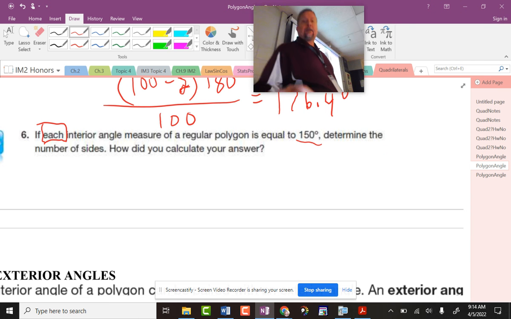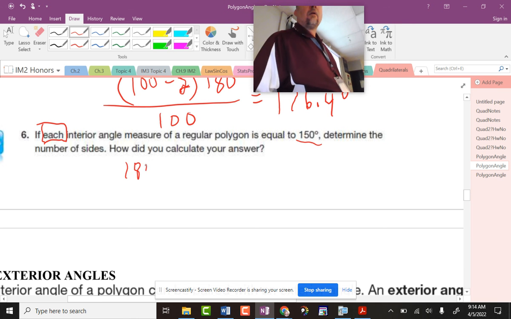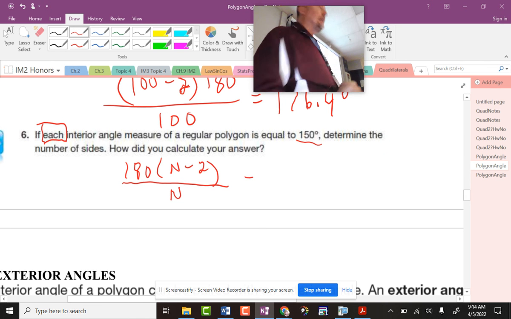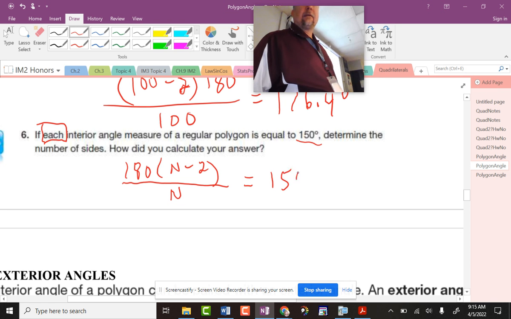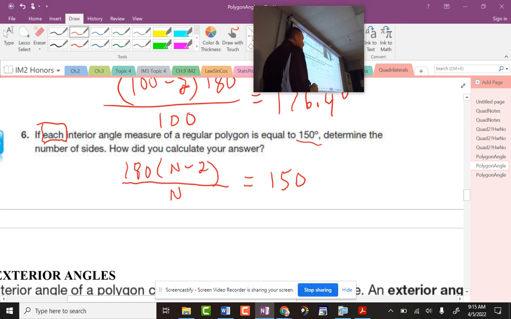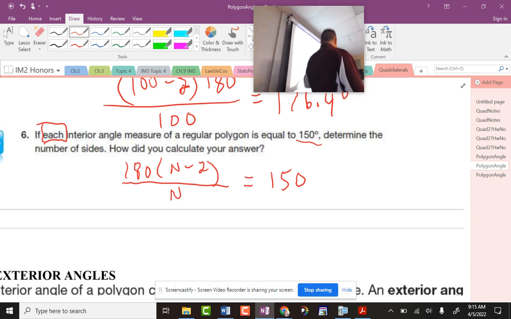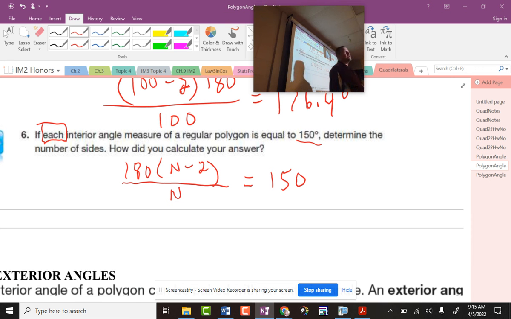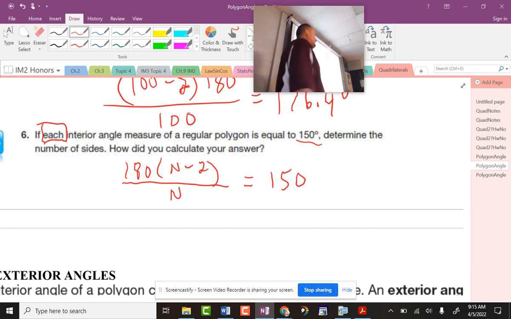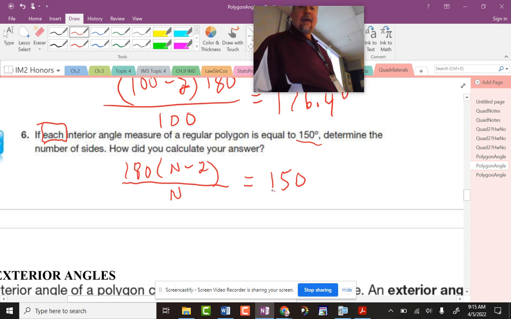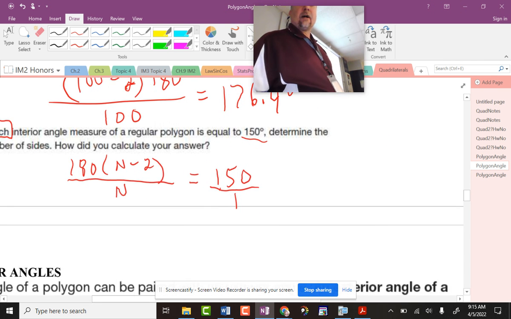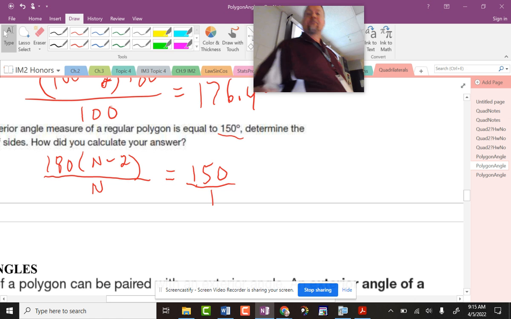So each is 150. So all, n minus 2 times 180, divided by the amount of angles you have. That's what each is from our formula. And then that equals 150, because that's what each one is given as. What should I do first in order to solve for this? Multiply both sides by what? n, or cross multiply. Make this 150 over n.